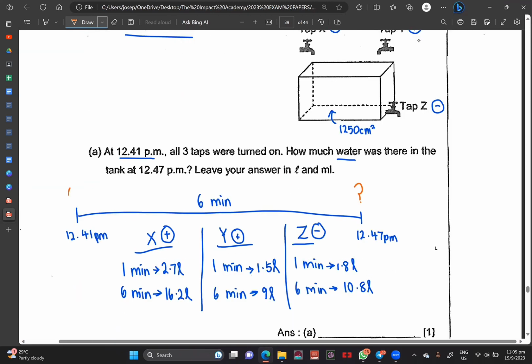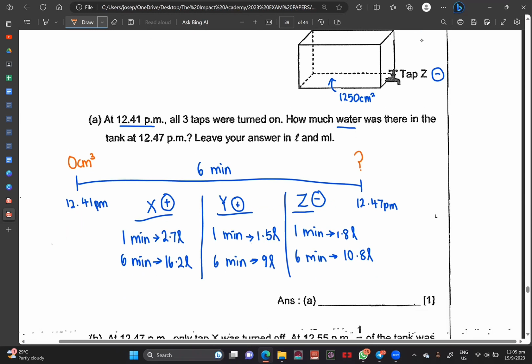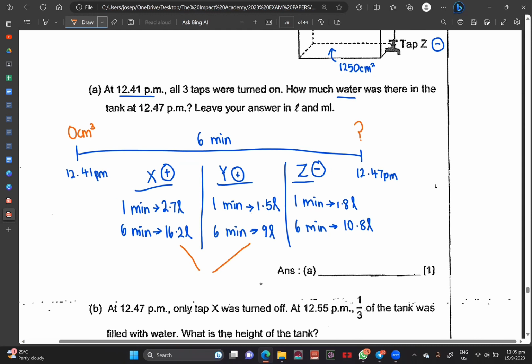It's empty, so therefore this is 0 centimeter cube. X is giving 16.2, Y is giving 9. So these two, I'm just going to add up. Water in will be 16.2 liters plus 9 liters, which gives an answer of 25.2 liters. However, Z is taking water out, so water out is simply 10.8 liters.